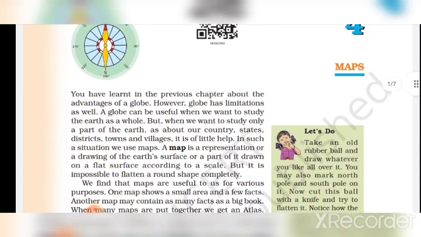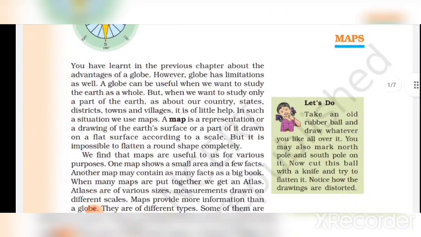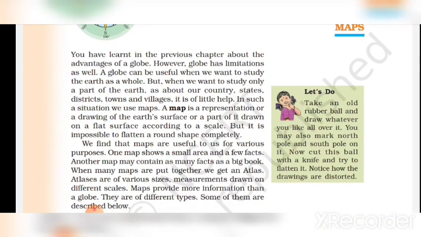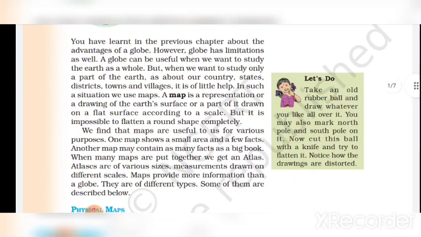What is a map? You have learned in the previous chapter about the advantage of a globe. However, a globe has limitations as well. A globe can be useful when we want to study the earth as a whole, but when we want to study only a part of the earth, such as our country, state, district, towns and villages, it is of little help. In such a situation, we use maps.